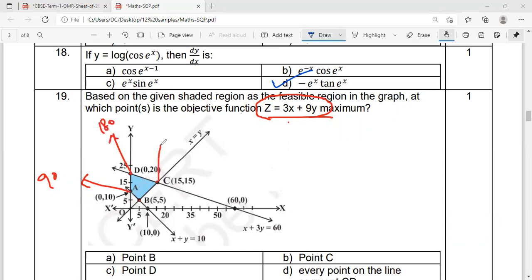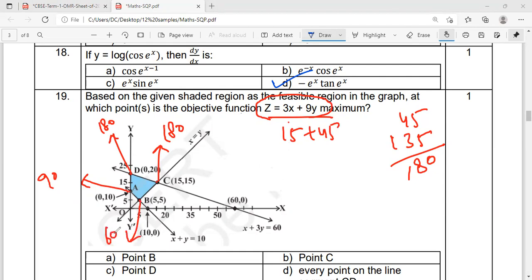At C, if you look carefully, 15 into 3 is 45, and 9 into 15 is 135, so we have 180 here. And finally, at the last point, 15 plus 45 is 60. At this point, we are getting 60.